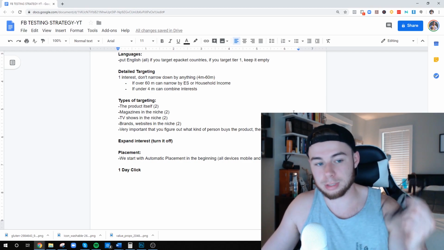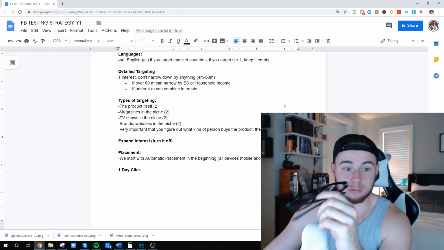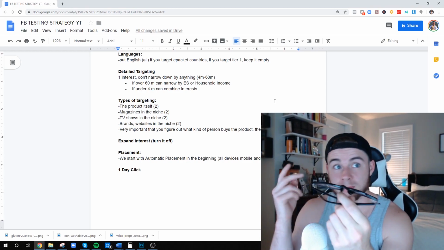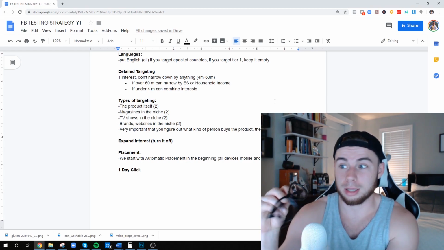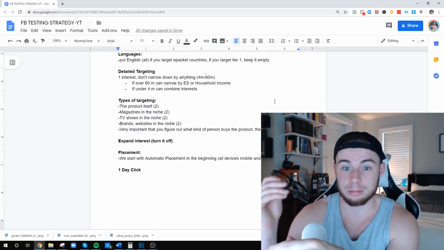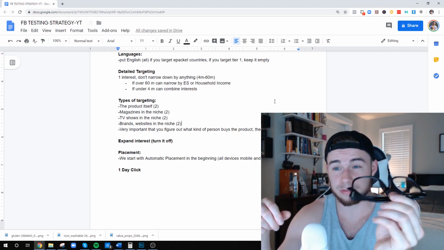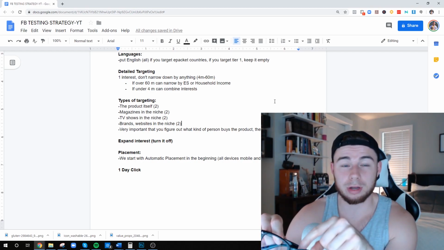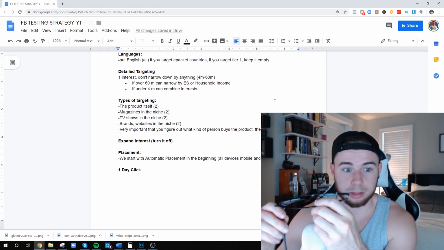So if I'm testing the blue light glasses, the product itself would be glasses, vision. Magazines in the niche, I don't know if there's a vision mag in there. There probably is. You could just literally Google blue light glasses magazines or glasses magazines, and then something might pop up, and then you can test that interest in Facebook. TV shows, really, for TV shows, you could go kind of broad if you're testing the blue light glasses.